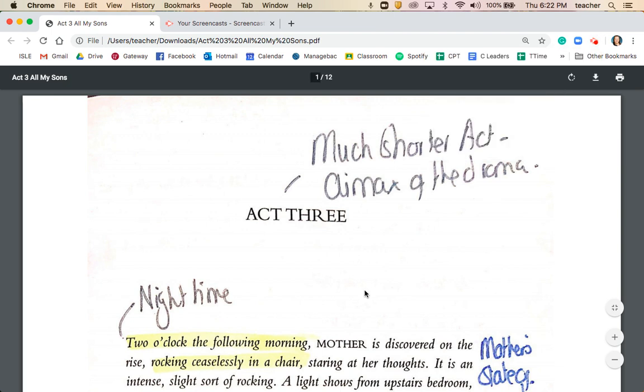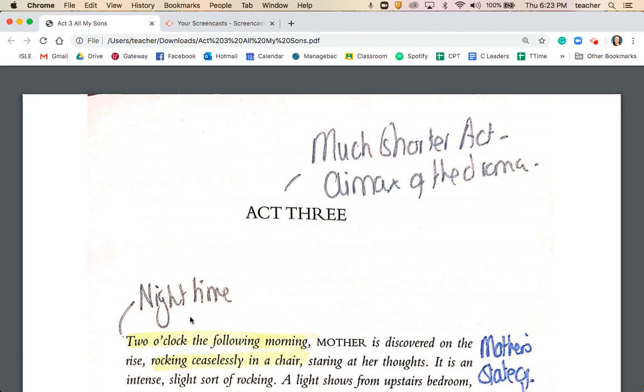So the first thing to note is that Act 3 is significantly shorter than Act 1 and Act 2. So this is the dramatic climax of the play, where the events are all going to come together. And it's important to note that it's much shorter at this section of the play. The first thing to note as well is that it's 2:00 the following morning, as it says here. So it's nighttime essentially, and the entire action of the play takes less than 24 hours.